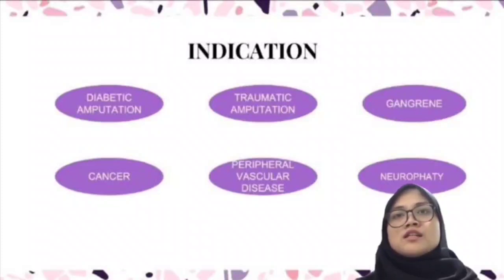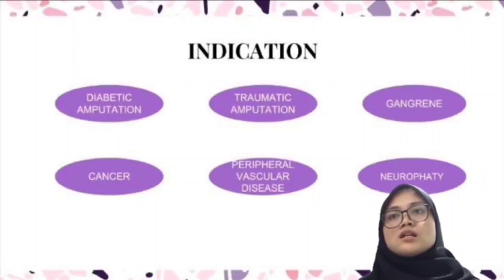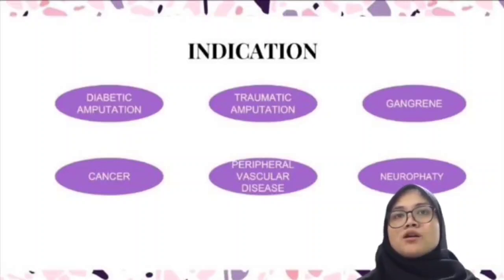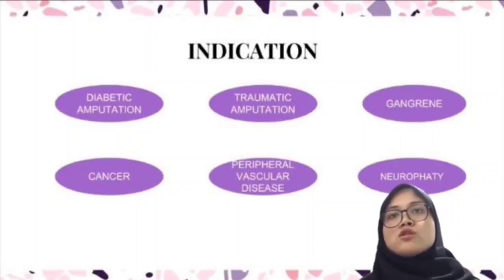I would like to explain about indication of stump bandaging. Indication of stump bandaging is diabetic amputation, which needs amputation because of reduced blood flow. Wounds may be slow to heal or not heal at all. Secondly, traumatic amputation, when a person has a loss of a body part, usually a toe, arm, or leg, that occurs as the result of an accident or injury.